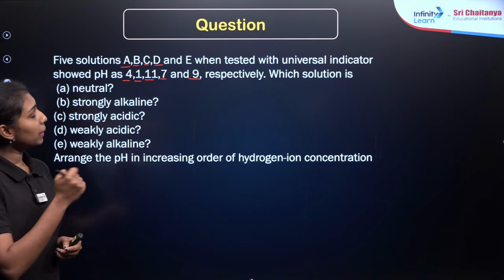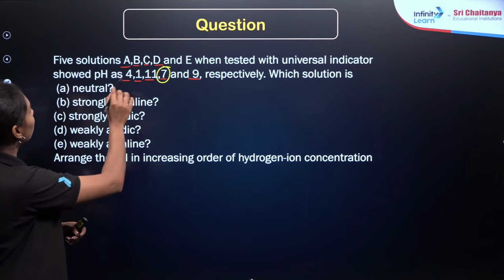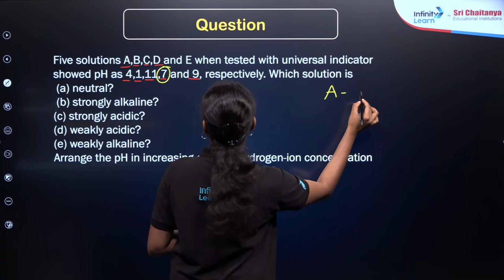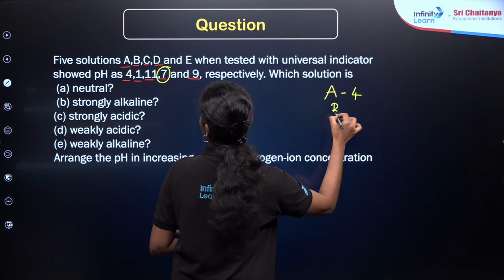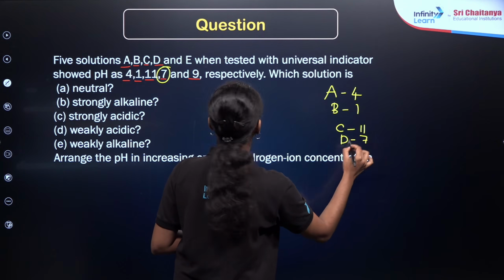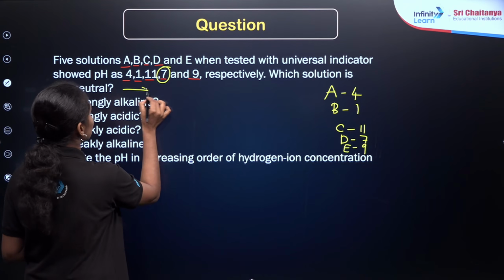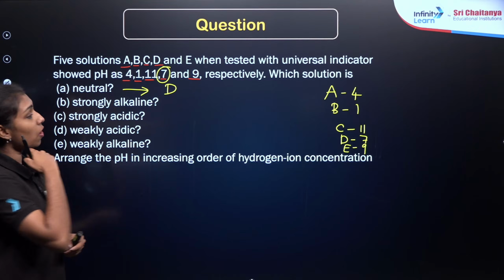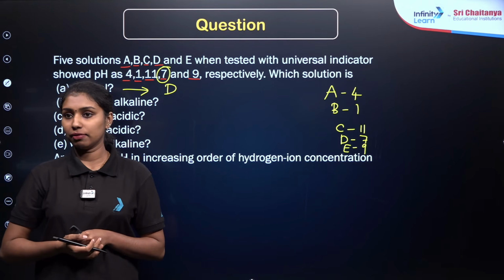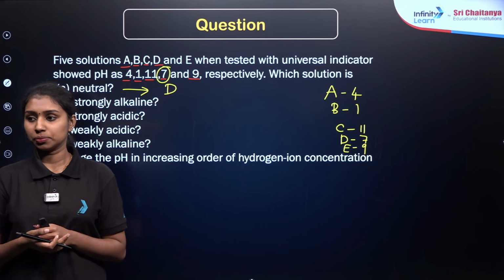Those having a pH of 7 are known as the neutral solution, right? So let's write down here. A has a pH of 4, B is 1, C is 11, D is 7 and E is 9, right? So D will be the neutral solution. So the first answer will be D. What about the case of strongly alkaline? How can we predict it from the pH value? Strongly alkaline means they have the maximum pH value, I mean pH greater than 7.